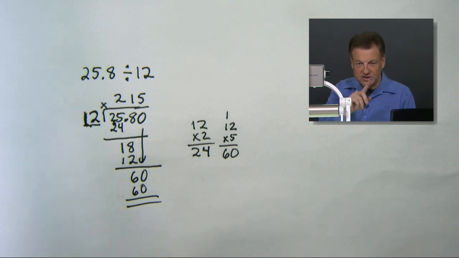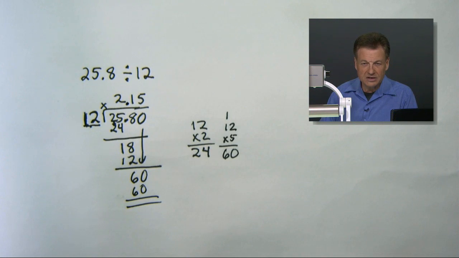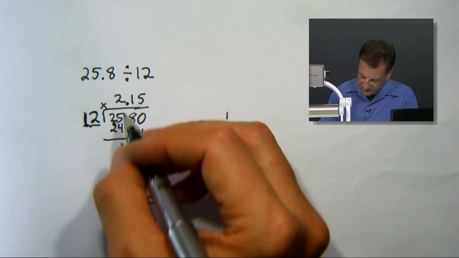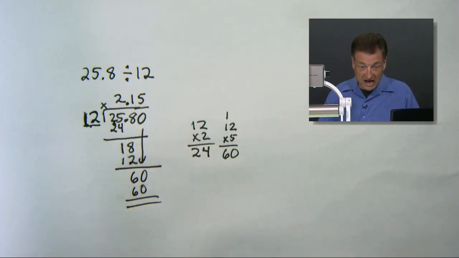Now, the question is, probably in your case, since you said you're struggling a little bit with the decimals, where do we put the decimal? We take it straight up. You see it? Yeah. And we've got 2 and 1500ths times 12, which should give us 25 and 8/10.